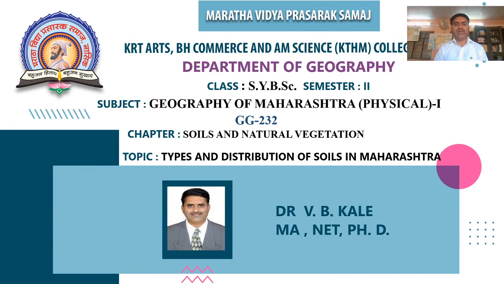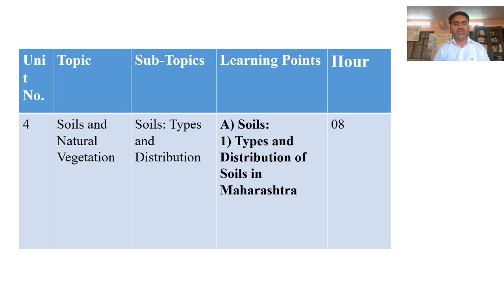Today we are going to start the next chapter, that is soil and natural vegetation. And particularly we have to see the types and distribution of soils in Maharashtra. As you know that there is a variation in the soils and there is also variation in their types. So accordingly in Maharashtra also there is variety of soil types and these soils are found at various places. So in Maharashtra also we can find various types of soils and their varied distribution.